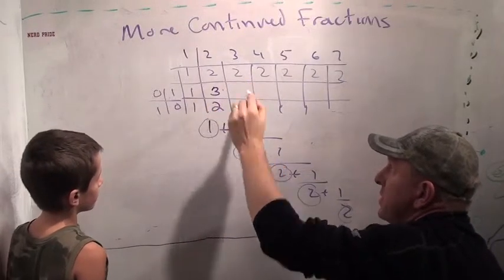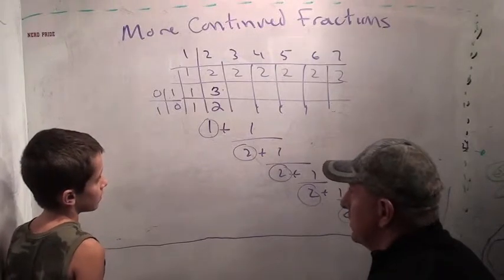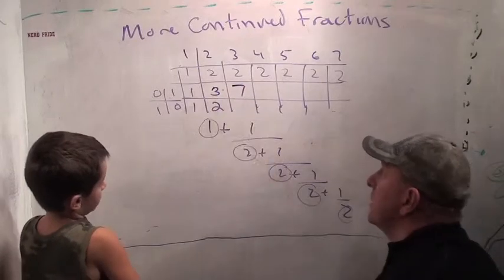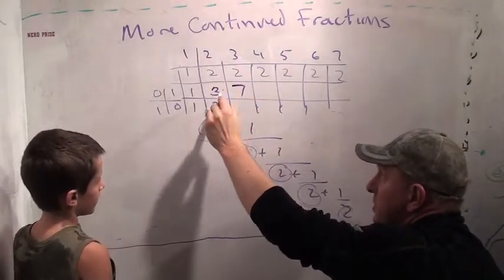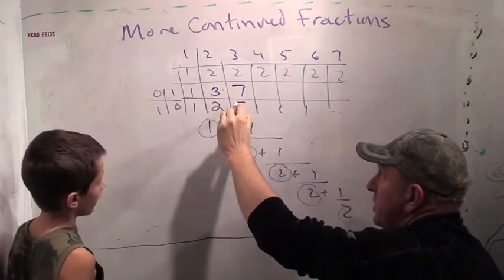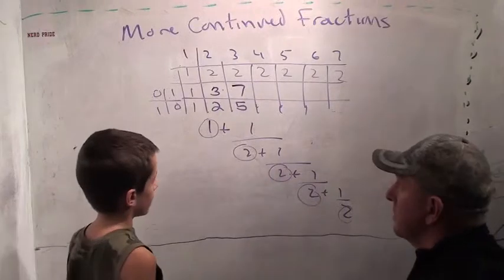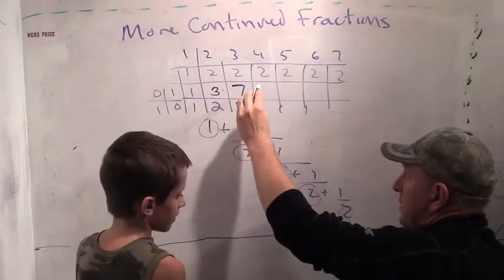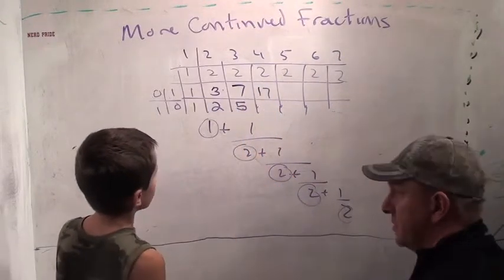So how do you calculate this next convergent? 2 times 3, which is 6, plus 1, which is 7. And then 2 times 2, which is 4, plus 1, which is 5. Okay. Now calculate the next one. 2 times 7, 14, plus 3 is 17. 2 times 5 plus 2.